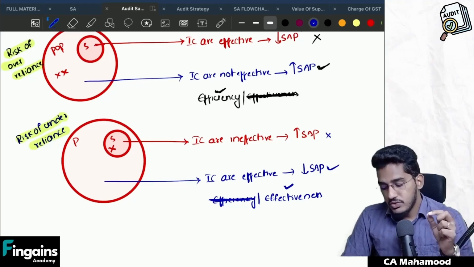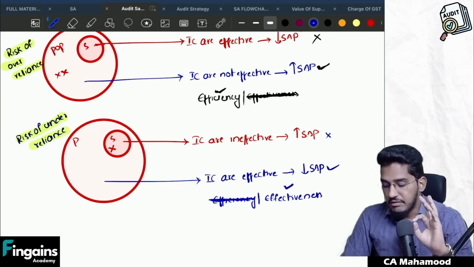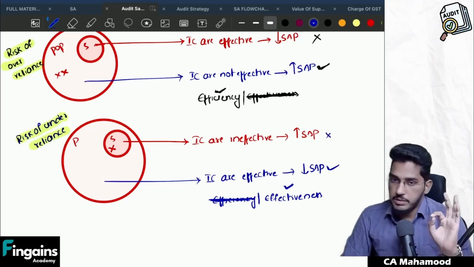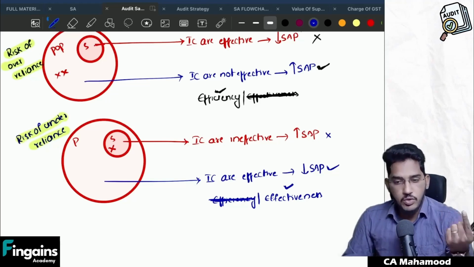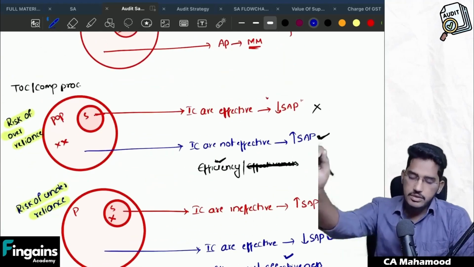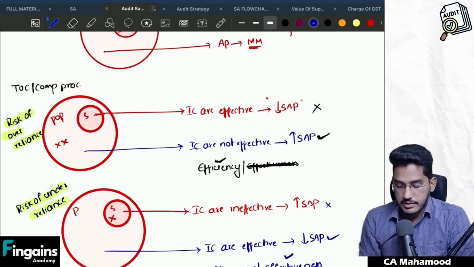Now, risk of under reliance, where will it have impact? Will it have impact on efficiency of audit or effectiveness of audit? It will have an impact on efficiency. Unnecessarily, you are wasting time. But you will do the work perfectly. You will do the work perfectly, but you will use more time than required. So this is how sampling risk is going to have an impact on compliance procedures or test of controls.